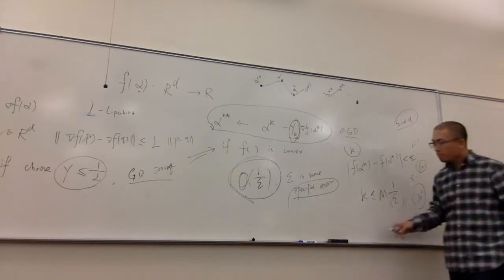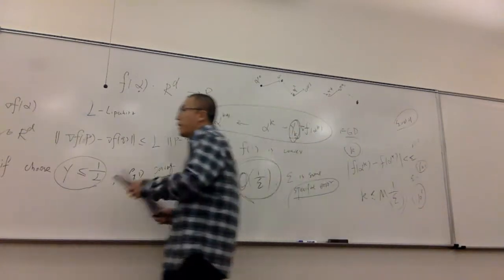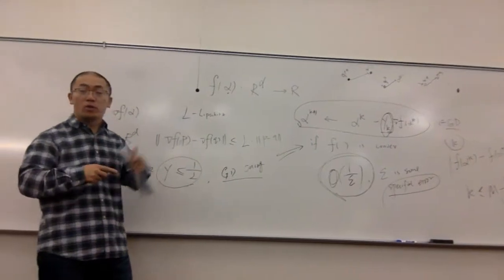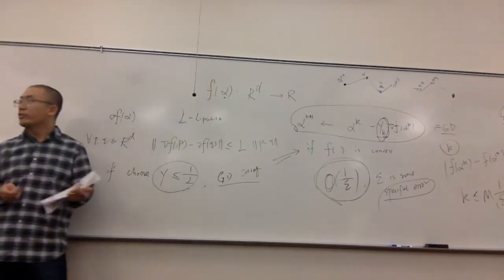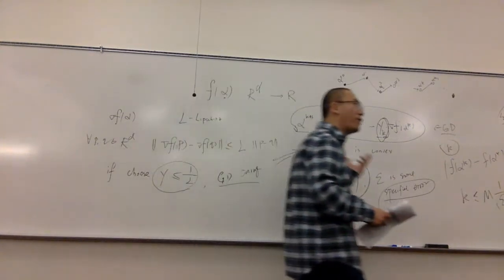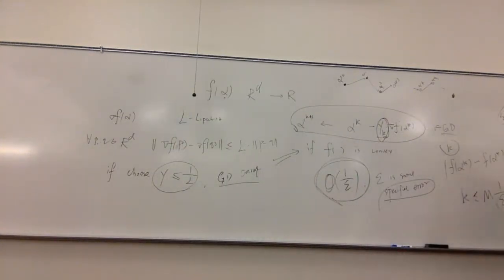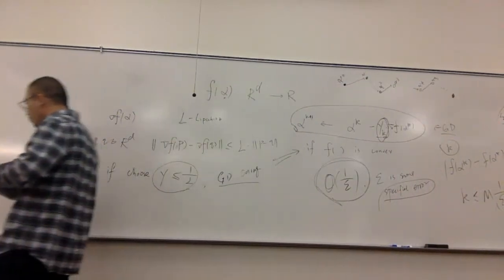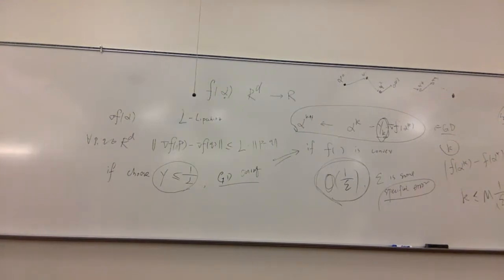So this is for general convex functions, if you use gradient descent to minimize a general convex function. But then later we discussed a special type of convex function. It's called a strongly convex function. So what is a strongly convex function?